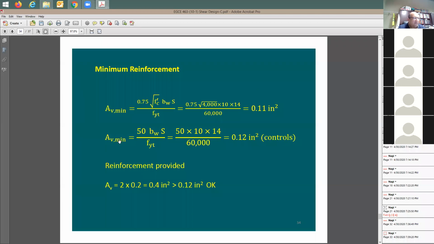Another equation here for AV minimum, if you run it, you're going to be getting here 0.12. What we have provided is number 4, and I have 2 legs, so I provide here 0.4 square inches more than 0.12, which means I'm good. I was able to cover the minimum needed.